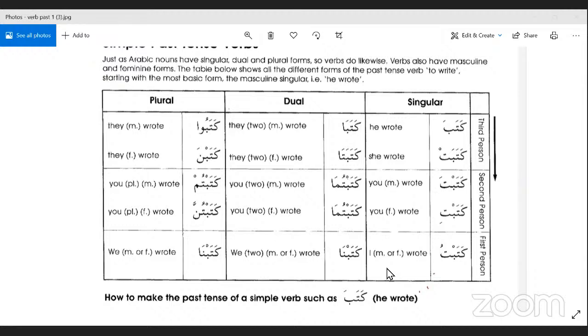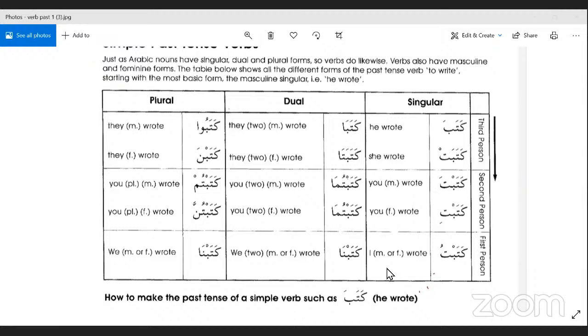So at the end with waw alif, the word before that will come with the dhamma. So it will be they wrote. And then in the same way for the females, it would be katabat. So it will be she wrote, and at the end the word will come with the sakin.